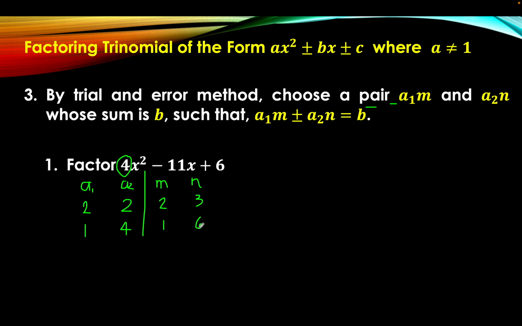And to get the right combination of pairs of integers, we need to take note of the sign of c and the sign of b. Recall that when, let's have here c and then b, m and n. Let's say m is larger than n. That means m is the larger integer and n is the smaller integer. When c is positive and b is also positive, that means both integers m and n are positive, okay?